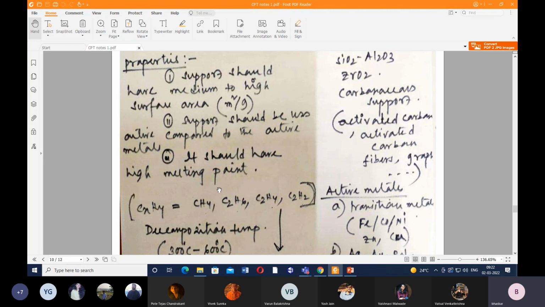So in order to avoid that, we'll use a support material, and the support material should possess a very high melting point. The melting point should be above 1000 degrees Celsius.